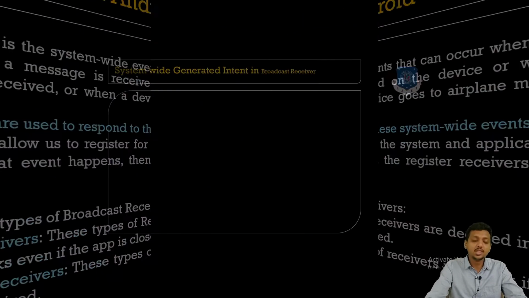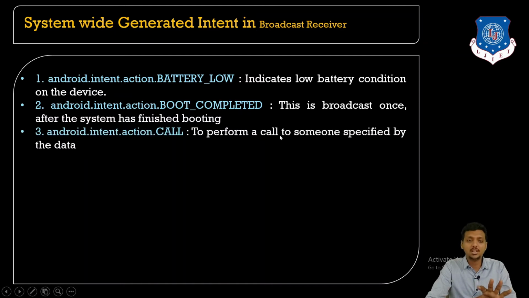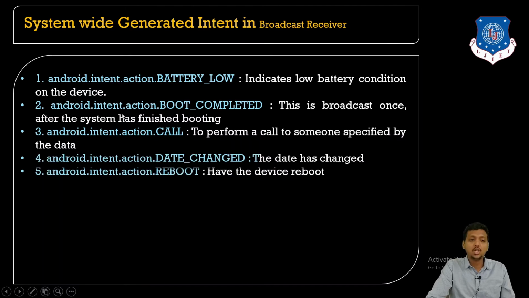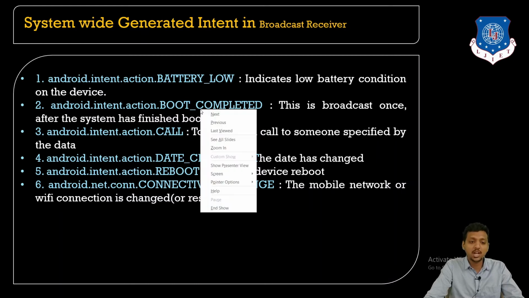Now next, what are the basic system-wide generated intents, the default events or intents received by the broadcast receiver? Number one is android.intent.action.BATTERY_LOW, which indicates the low battery condition on the device. Next is android.intent.action.BOOT_COMPLETED. Once your smartphone's boot process is completed, this event occurs, and this is the intent to get notified.